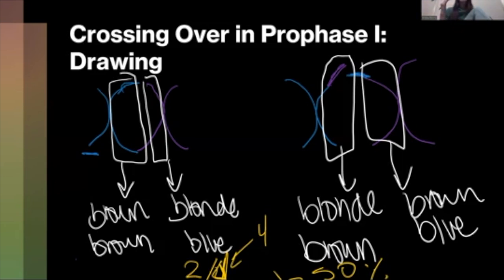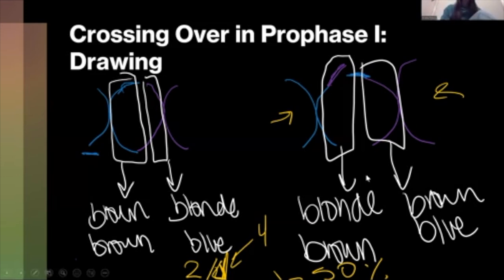So if crossing over were to happen every single time, we would only actually affect 50% of our chromosomes, because these two on the outside, right here and right here, are never going to change because they don't have any interactions. It's only those two in the middle that have interactions. So only 50% of our chromosomes, if crossing over happens every single time, would be affected by crossing over.